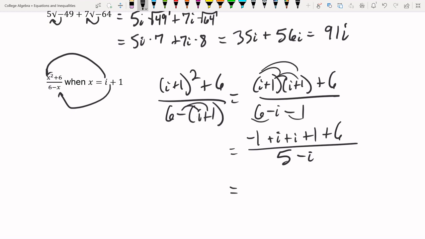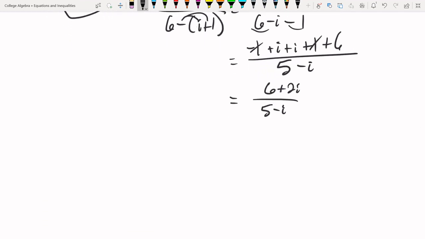And we can combine like terms on top. Negative 1 and 1 cancel. We have 6 plus 2i over 5 minus i. And of course, this is a division of complex numbers, so we need to multiply by the conjugate pair, which is 5 plus i on top and bottom.